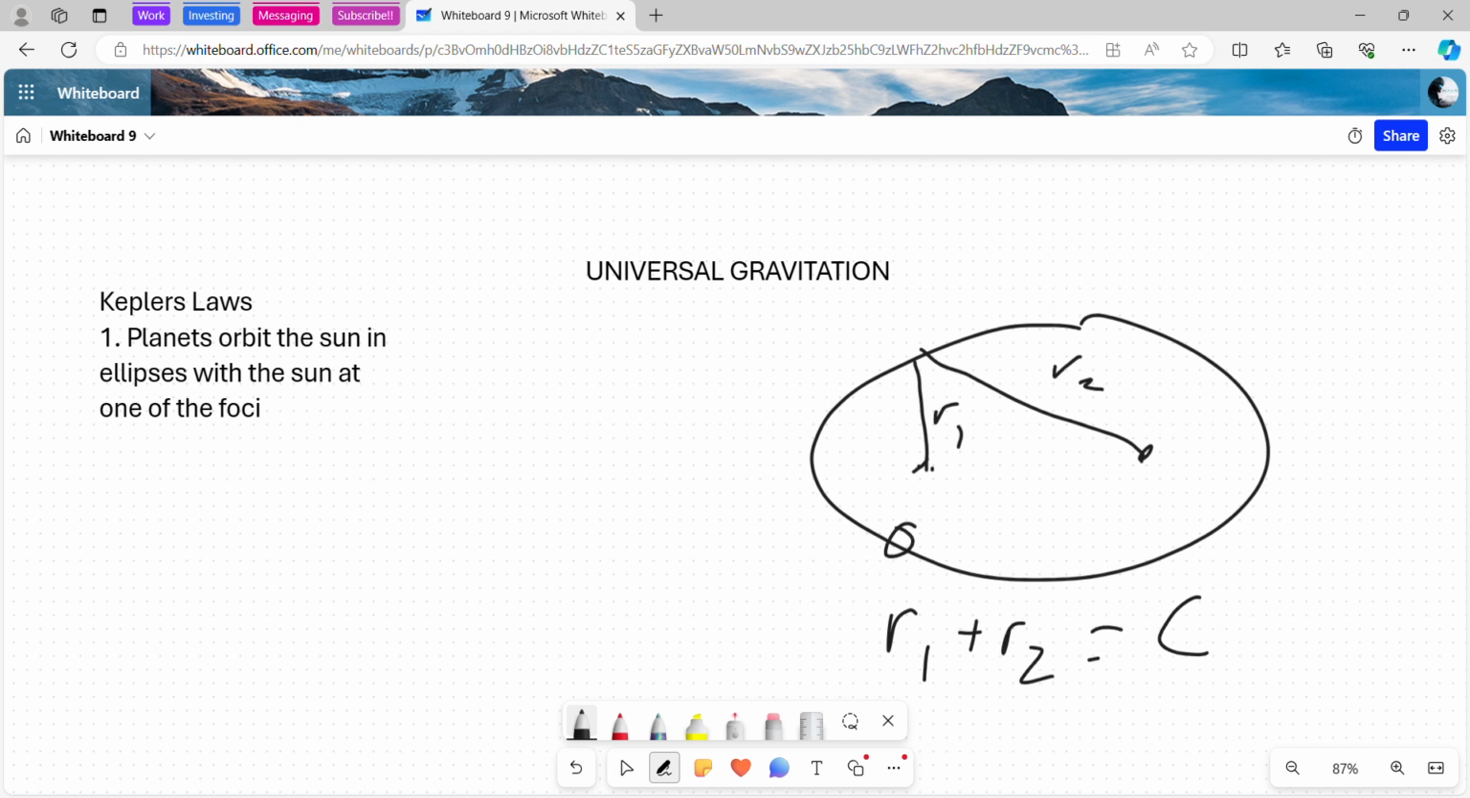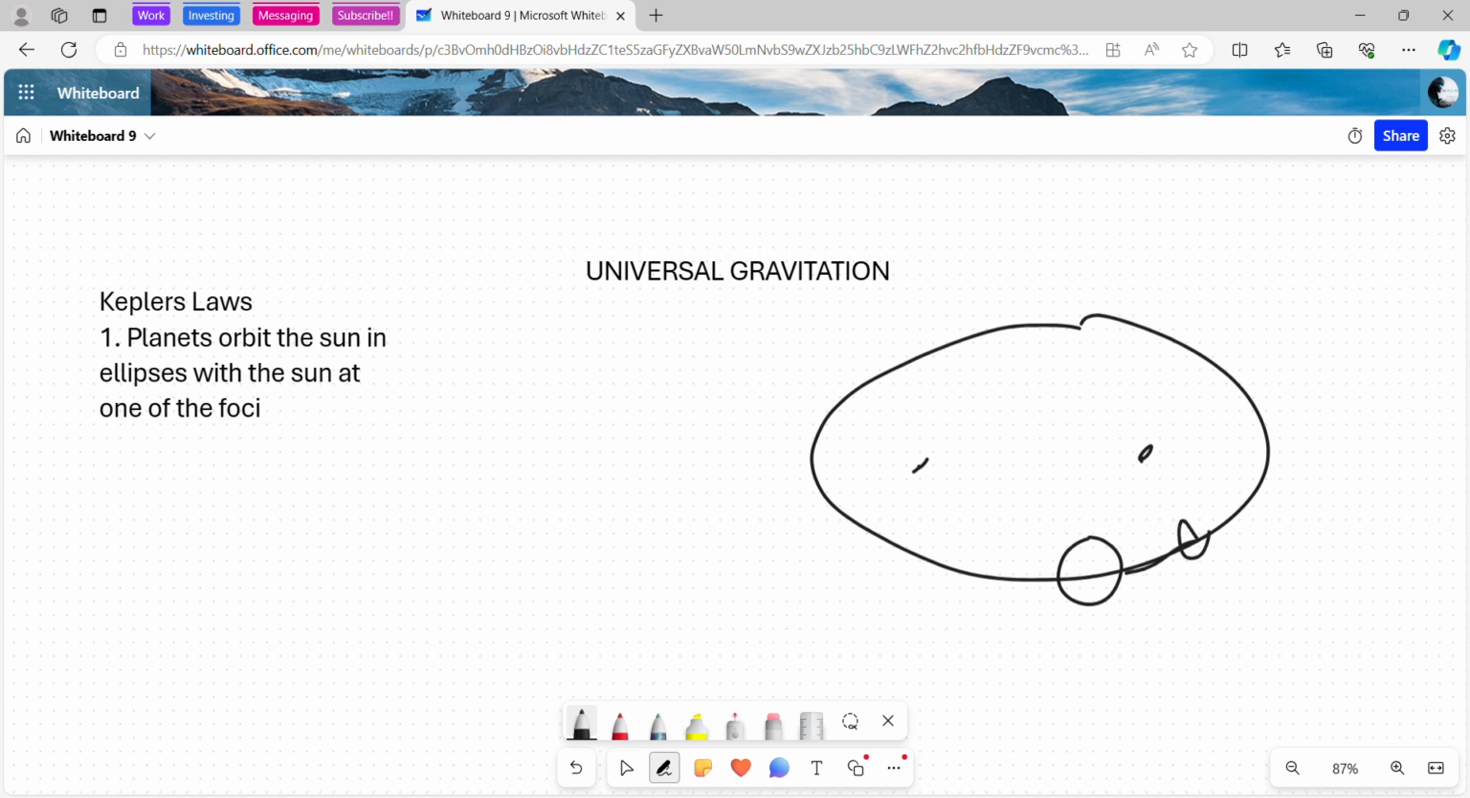So for this point as well, if this is r1 and this is r2, r1 plus r2 is going to equal the same number. That's basically what makes ellipses special: r1 plus r2 is always the same. What Kepler is saying is that the planet's orbit looks like that, with the planet moving this way, and the sun is at one of these foci. That's all that Kepler is saying.